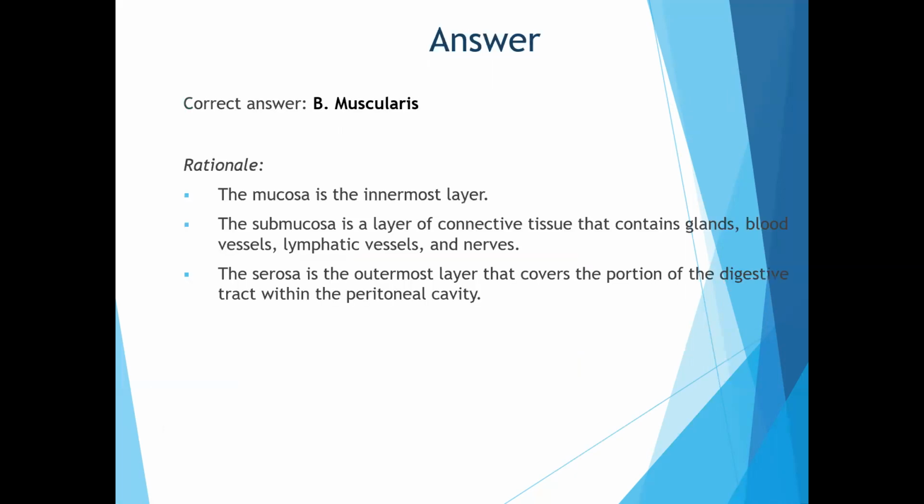It would be the muscularis. The mucosa is the innermost layer, and if you remember, I did say that there's a small amount of smooth muscle in that layer that helps a bit, but it is definitely not the primary muscle layer that helps with movement. The muscularis has much more muscle bulk to do peristalsis. That submucosa layer has a lot of connective tissue, our glands, blood vessels, lymph vessels, and nerves. The serosa is that outermost covering that is our protective layer or covering layer of the digestive tract within the cavity.